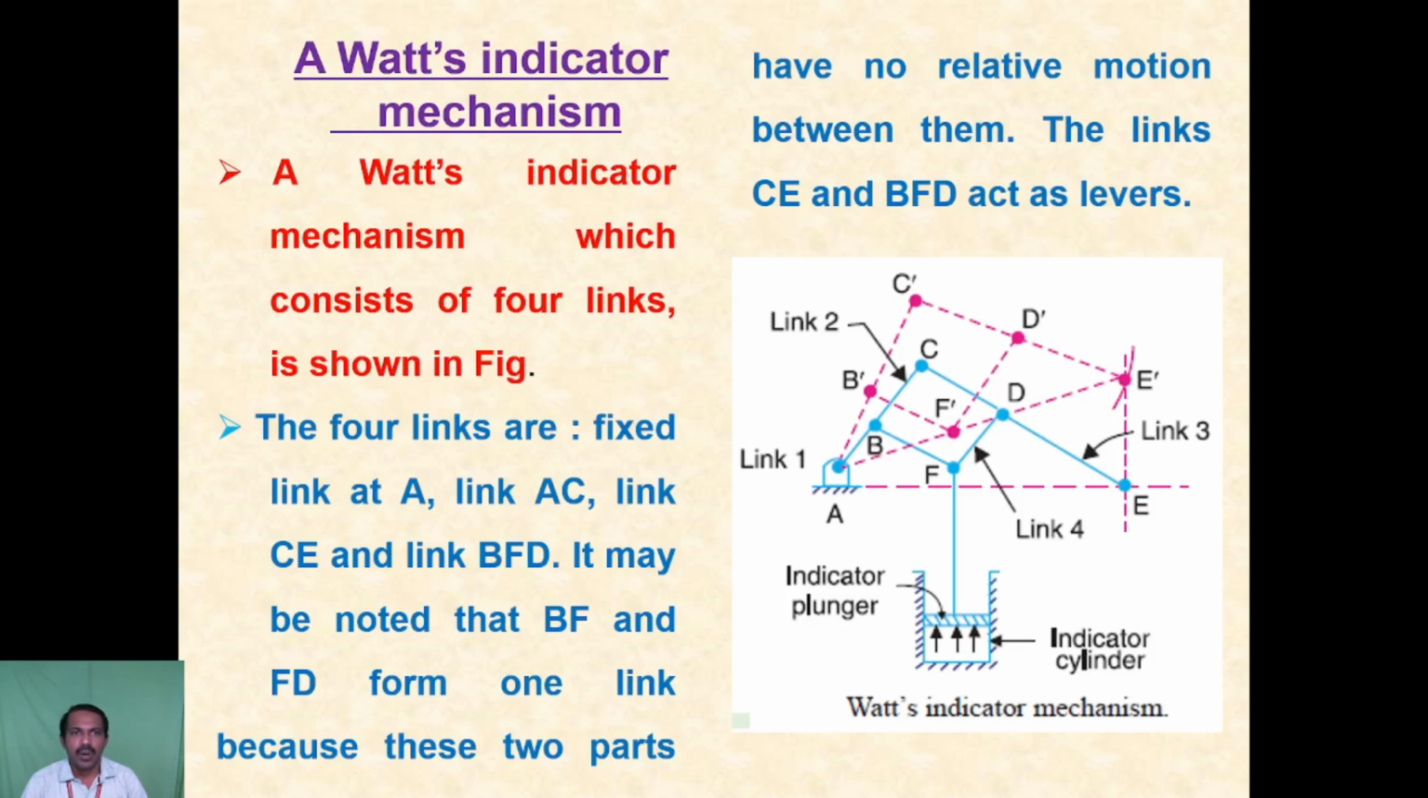And the Watt indicator mechanism has two linear motions. There are 4 links there. Link 1 is the frame, link 2 is the lever, and link 3 and link 4 are there.